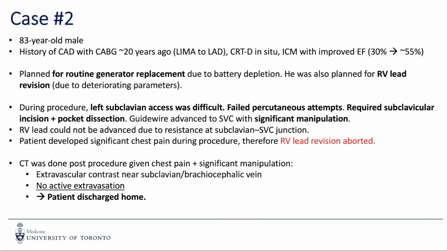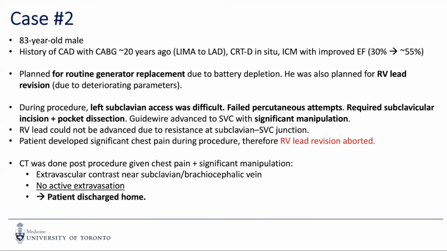The second case is another interesting case that we have. This is an 83-year-old man who had a history of coronary disease with CABG almost 20 years before. They had a LIMA to the LAD. And they also had ischemic cardiomyopathy with an improved EF, with the latest EF up to 55%. And they had a CRTD in situ.